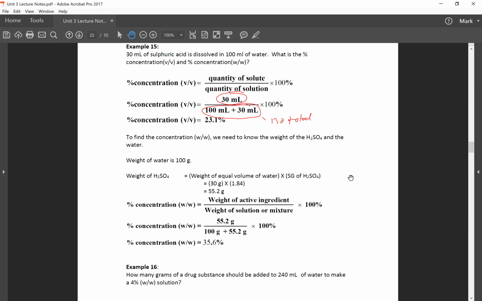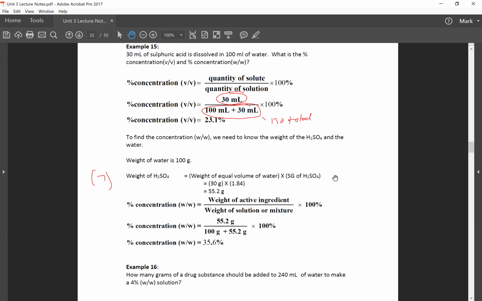Now, to calculate this using the weights, we need a little bit more information. I don't know the weight of anything. I certainly know the weight of water, but I need to know the weight of the sulfuric acid. So how do I find the weight of sulfuric acid? Well, I use my formula sheet. This is the formula sheet that is given on D2L, and you guys had it for your test last week. I use equation number 7 here to find the weight of the H2SO4.